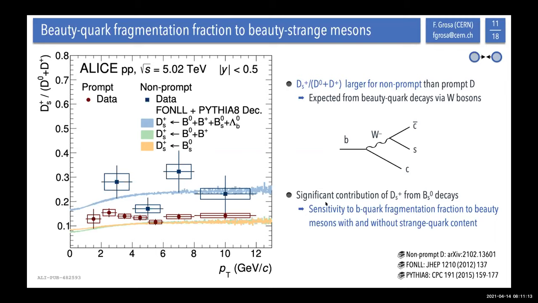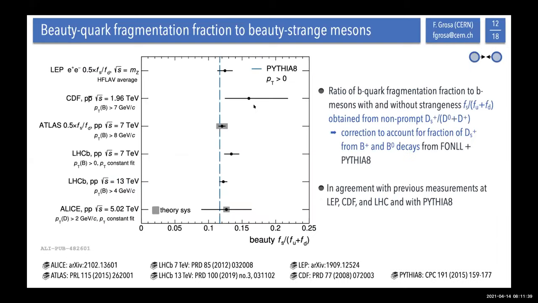And the second point that we can observe is that, looking at the models, the Ds meson gets a quite large contribution from Bs mesons, so beauty strange mesons. And this gives us a sensitivity to the b quark fragmentation fraction to the beauty mesons that contain strange quarks. And in particular, with a correction to account for the fraction of Ds from non-strange B mesons, we can compute the fragmentation fraction of beauty quark to strange B mesons over the one of beauty quarks to non-strange B mesons. And as you can see in this compilation plot, it is compatible between the measurement of ALICE and several other measurements performed at the LHC, the Tevatron, and also in e+e- collisions at LEP.